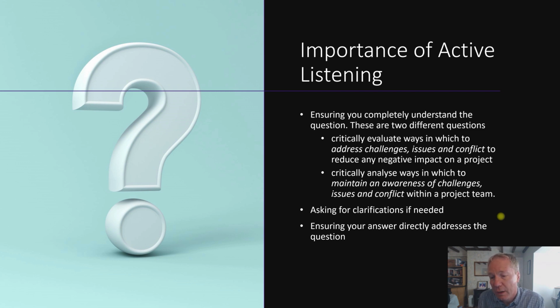So don't be afraid of asking for clarification. What I recommend is that people write down the question. When they ask you the question, grab a pen, write down what they say, and underline the key bits: challenges, issues and conflict, awareness of challenges, issues and conflicts. Feed it back. So what you want me to do is to talk about how I would be aware of issues and conflicts that might occur in the project team.